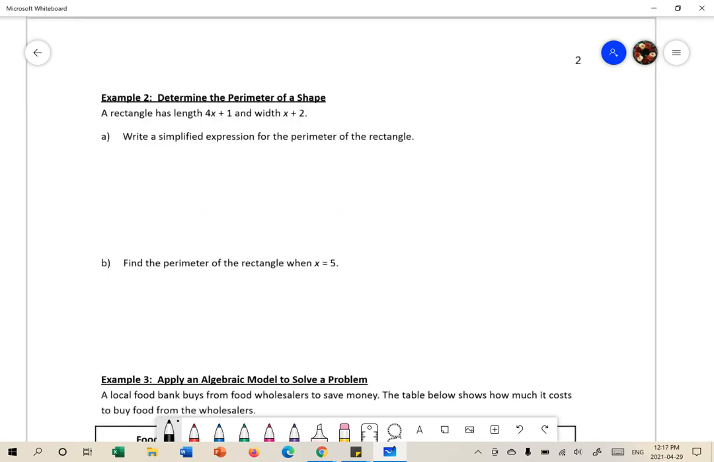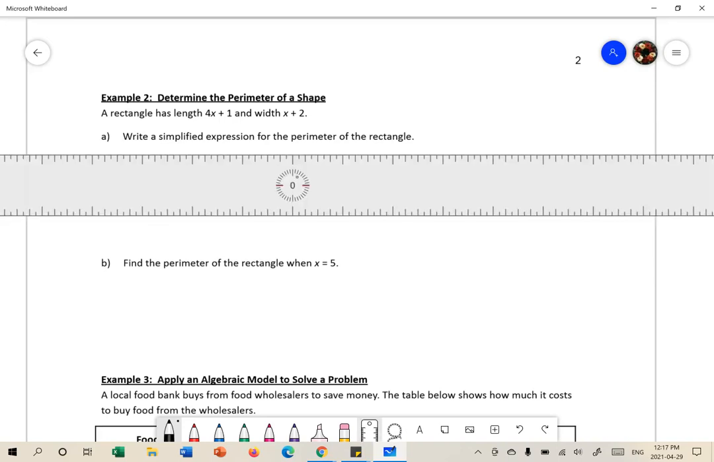Next page, we're going to practice some word problems. A rectangle has length 4x plus 1 and width x plus 2. Write a simplified expression for the perimeter of the rectangle. In order for us to visualize this rectangle, I'm going to draw it out first.